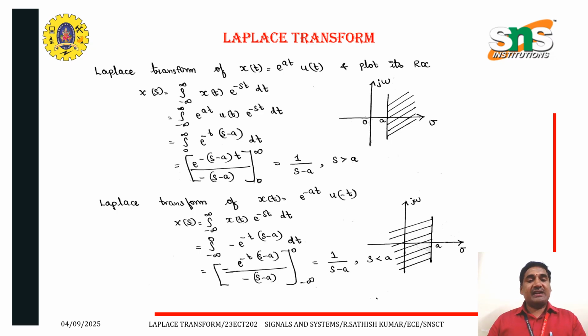Now we can differentiate and integrate. We can get 0 to infinity. We can get it as 1 divided by s minus a. Sigma should be greater than a. ROC is nothing but sigma greater than a is the region of convergence.